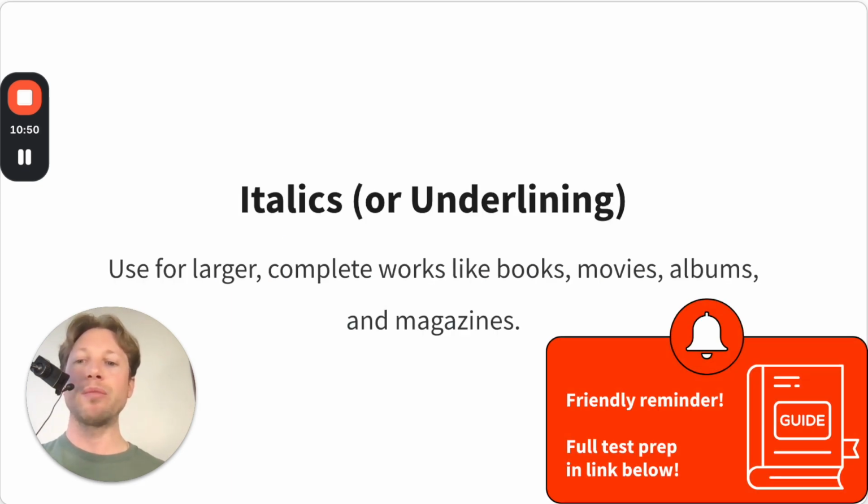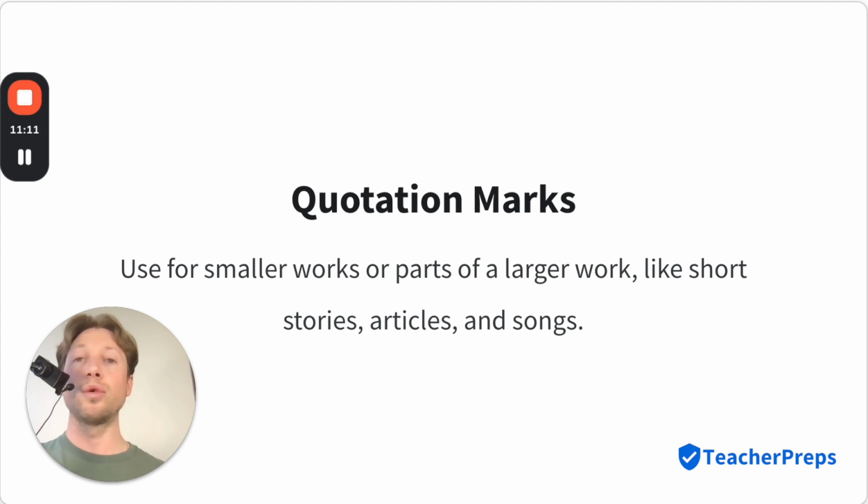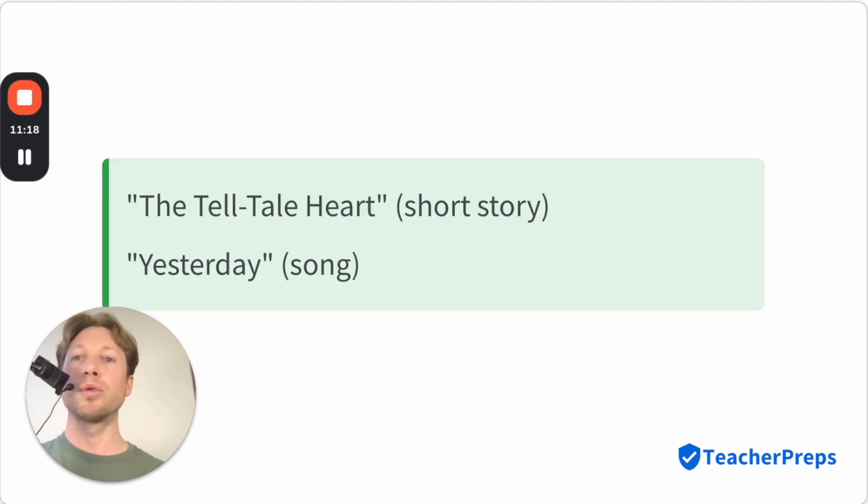All right, so remember to use italics or underlining for big standalone works. This includes books, movies, albums, and magazines. For example, The Great Gatsby and the movie Star Wars would both be in italics. On the other hand, use quotation marks for smaller works or for pieces that are part of a larger collection. This includes stories like The Tell-Tale Heart or songs like Yesterday.